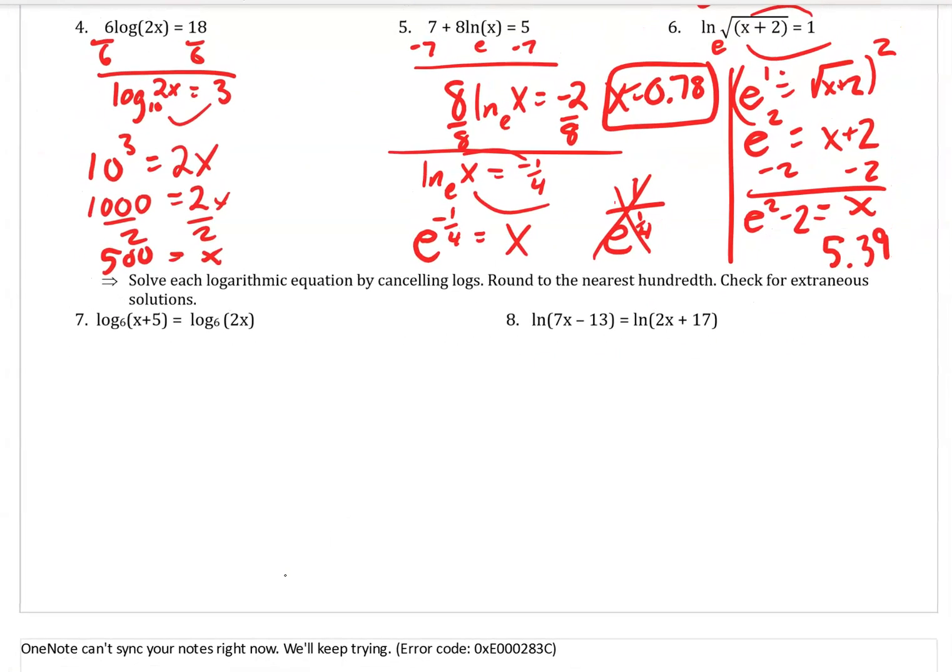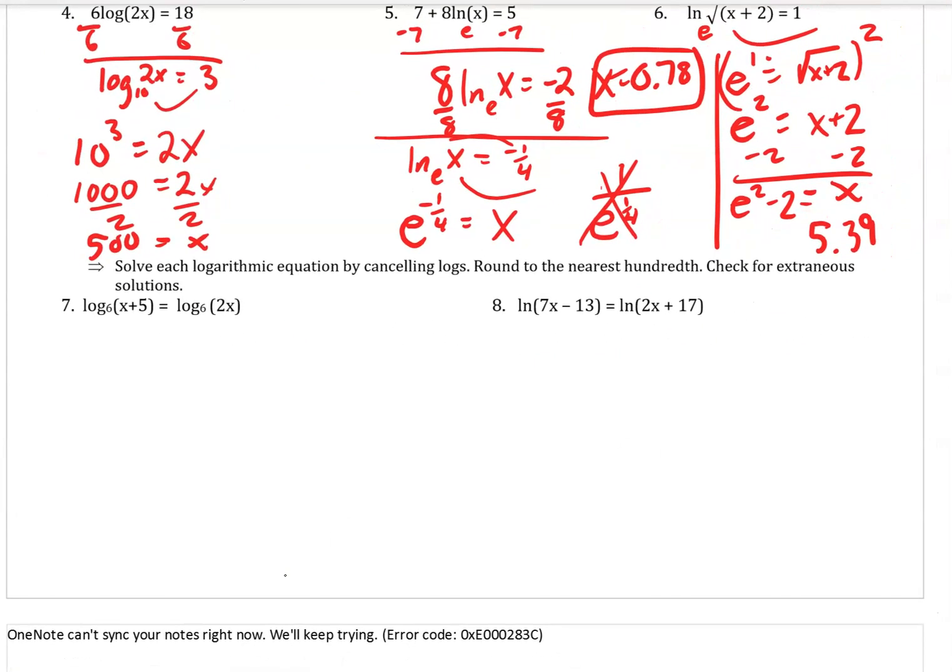Solve each logarithmic equation by canceling logs. Round to the nearest hundredth. Check for extraneous solutions. So first, we have log with the same base. If these two are equal, then x plus 5 equals 2x. Subtract x from each side. X equals 5.